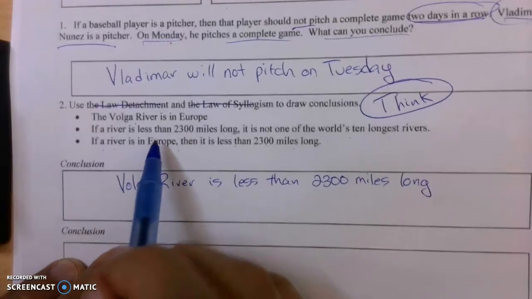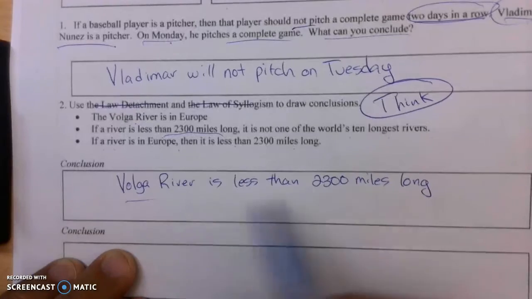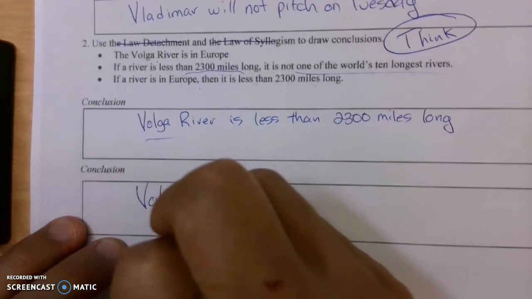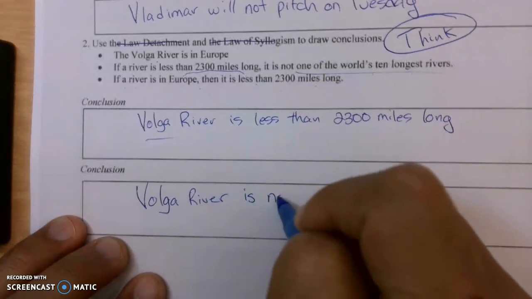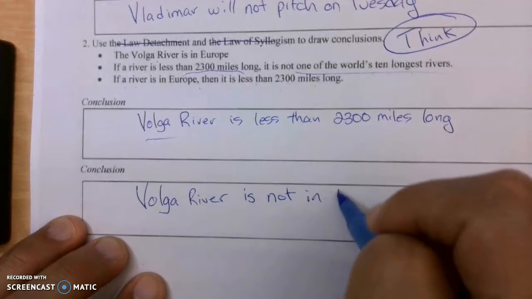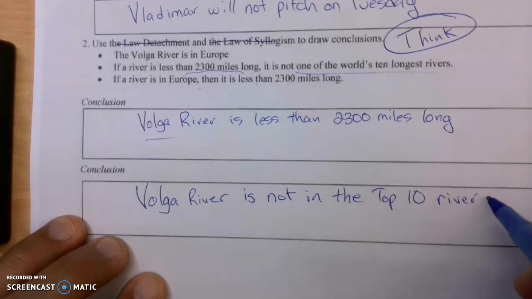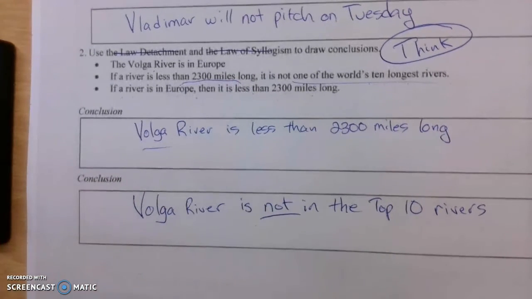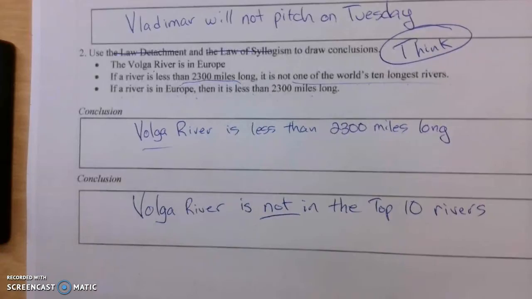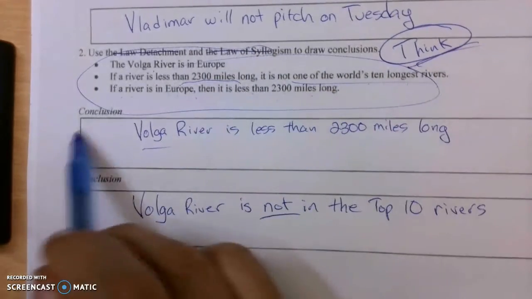Also notice, any river that's less than 2,300 miles long, which we know Volga is, is not in the top 10. So that's another conclusion. Volga River is not in the top 10 rivers. There's a lot of other little conclusions, but basically any river in Europe is not going to be in the top 10. Volga River is not in the top 10. But just read these sentences, think about it, and come up with logical conclusions.